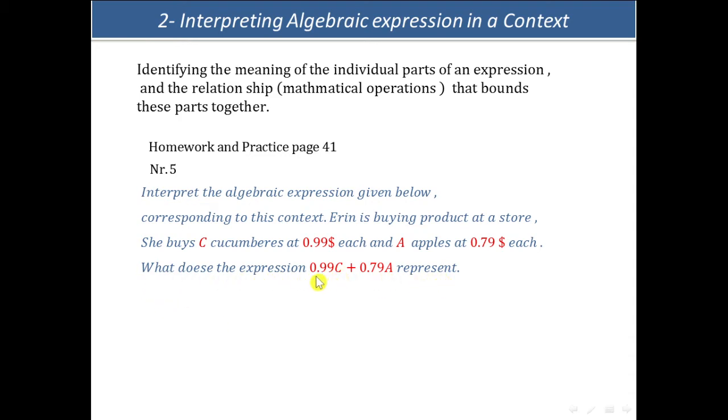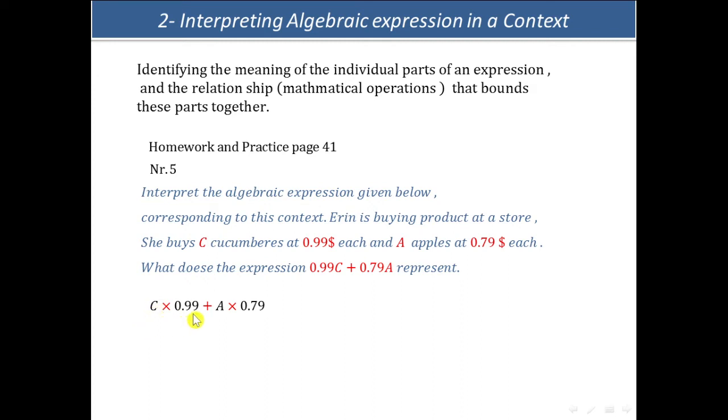It's clear that this is the price of one cucumber. Why one? Because he said each. Each means one. So for each one cucumber it is 0.99, and for each one apple it is 0.79. We add them together. This gives me the total price of apples and cucumbers that Erin bought that day. Okay. This equation can be written also in this way.